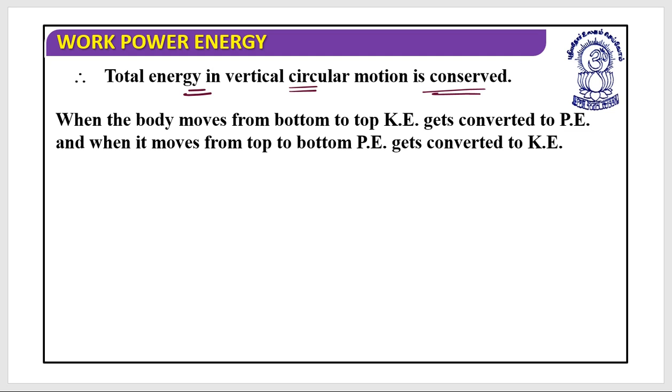While I say total energy in the vertical circular motion is going to be conserved, that means you can have the addition of potential energy plus kinetic energy the same at any of the locations. Yes, great. So when the body moves from the bottom to top, kinetic energy gets converted to potential energy, and when it moves from the top to bottom, potential energy gets converted to kinetic energy. Does it clear? Are you sure? Great.